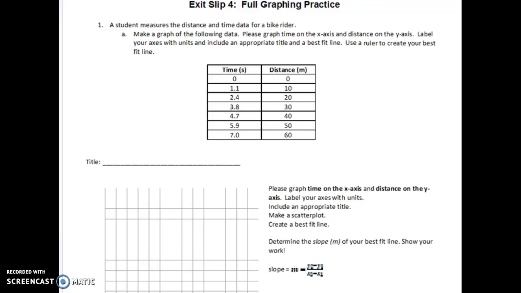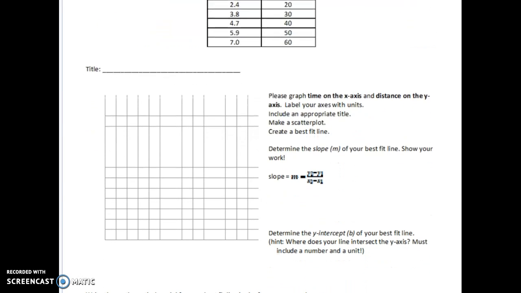So it states that a student measures the distance and time data for a bike rider, and make a graph of the following data. Please graph time on the x-axis and distance on the y-axis. Label your axes with units and include an appropriate title and a best fit line. Use a ruler to create your best fit line. So I'm going to scroll down right away.